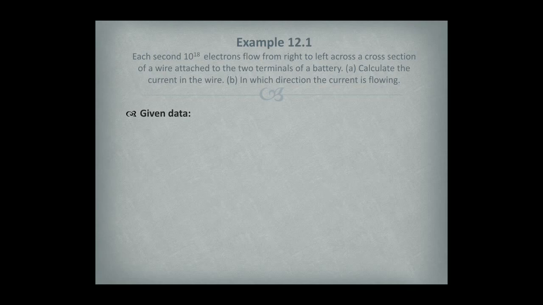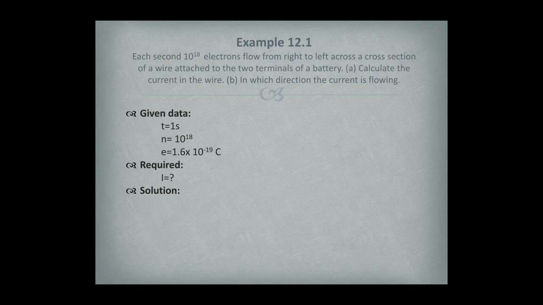For this purpose, let us come to the data given, and in the data given, we write down t, which is equal to 1 second, and the number of particles, that is the number of electrons, small n is equal to 10 raised to the power 18 particles, and because the electron is an elementary particle, so e, small e, is equal to 1.6 into 10 raised to the power minus 19 coulombs. And what is required? According to A part, we have to find the current, that is I.